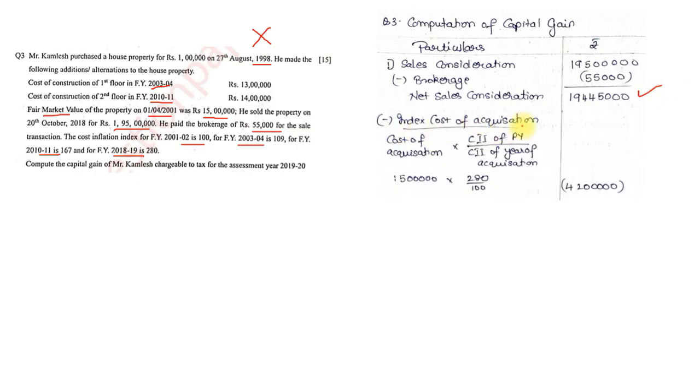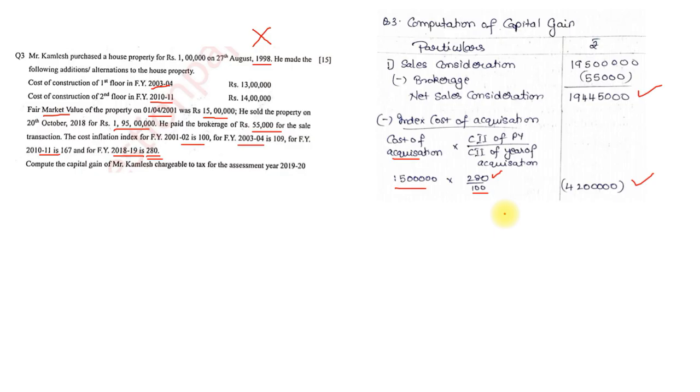So the formula for index cost of acquisition is cost of acquisition into CII of previous year upon CII of year of acquisition. So we'll take the fair market value of 2001 because we cannot go beyond 2001. So 15 lakhs into CII of previous year, which is 280, and upon CII of year of acquisition, this value is of 2001 and the 2001 rate is 100. Remember, numerator will always be the previous year, bottom will be of which year this value is taken. We multiply, we divide, we get the value as 42 lakhs.